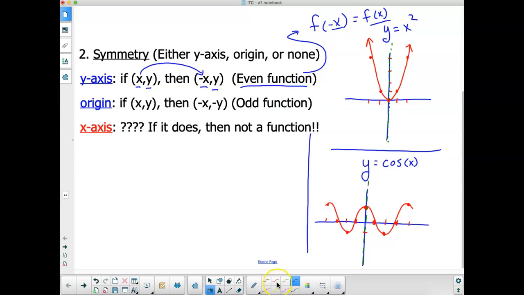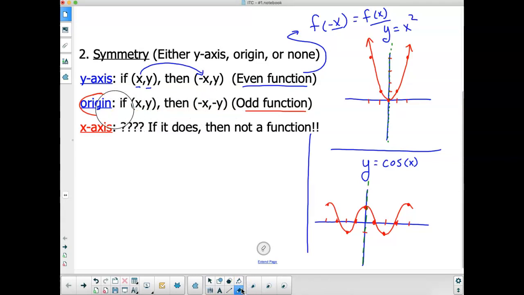We also have origin symmetry. Origin symmetry means it's an odd function. What that means is if I get 1 in, I get, say, 3 out. Doesn't really matter, but if I went 1, 3, when I put the opposite of x in, -1, I'm going to get the opposite of that y out, -3. And when I plot these 2 points in the coordinate plane and connect them, guess where that line's going to go through? It's going to go through the origin, okay? Hence the name origin symmetry.